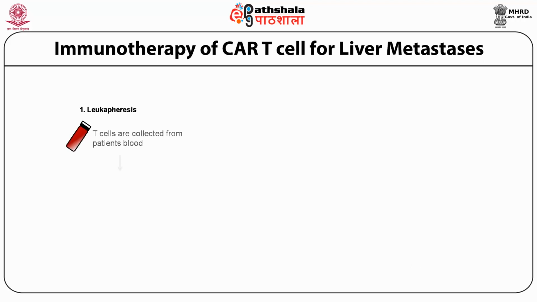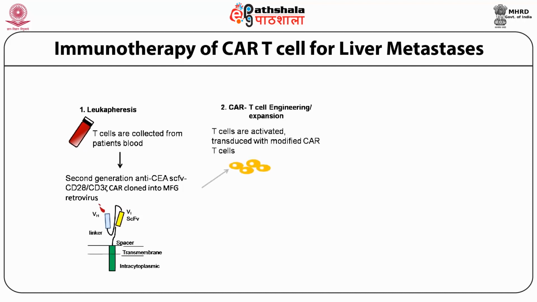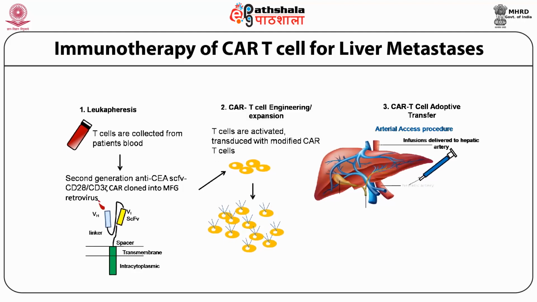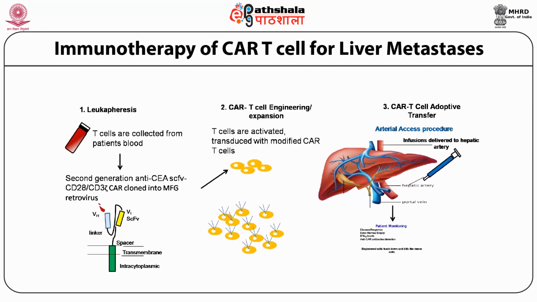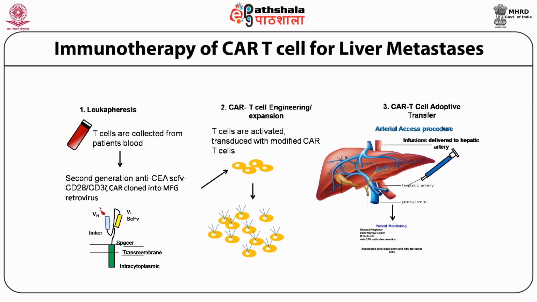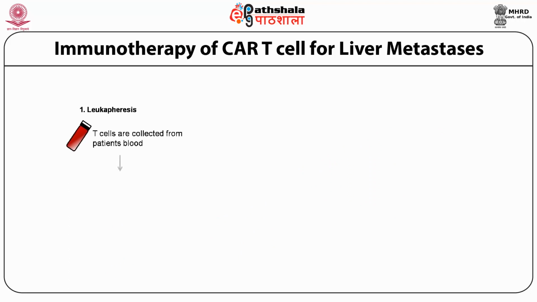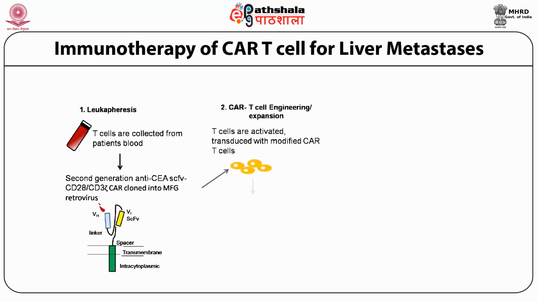As explained in the previous slide, CAR T cells for the liver diseases. We can isolate the T cells from the patient blood through leukapheresis. Then there are the CARs, which can be generated as the second generation anti-CEA scFv, CD28, which is the co-stimulatory molecule, and CD3, which is the receptor of the T cells.